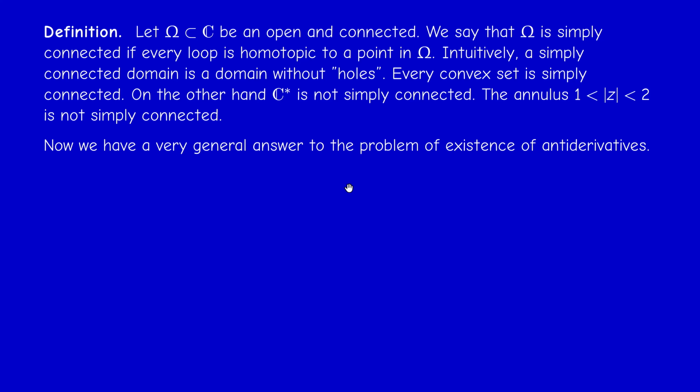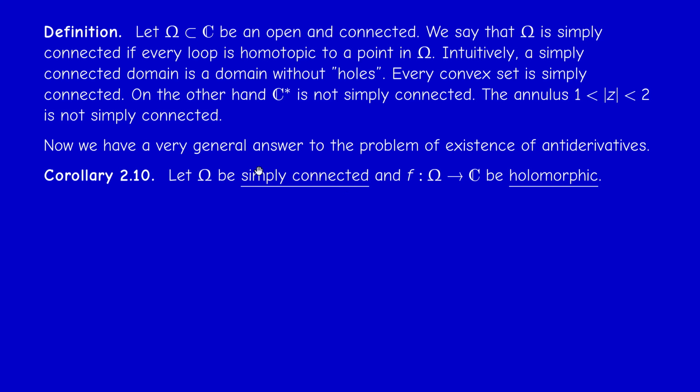And now we have the necessary tools to solve the problem of the existence of antiderivatives. Recall that at the beginning of this chapter, we raised the problem of existence of antiderivatives, and we saw that not all functions possess an antiderivative. I told you that we need 2 conditions: a condition on f, and a condition on the domain of holomorphy of f. So here's the first result. If omega is simply connected and f is holomorphic, then f has an antiderivative on omega.